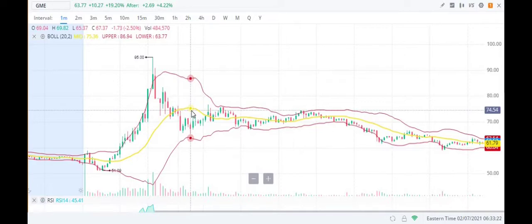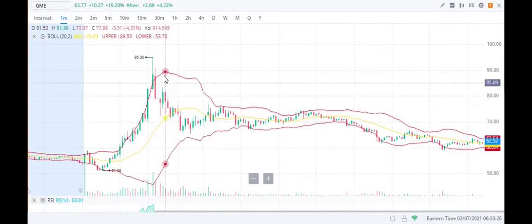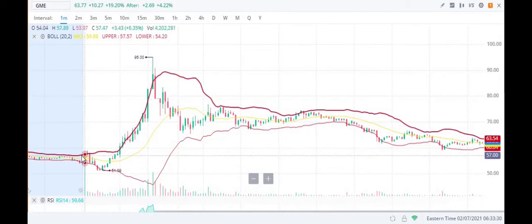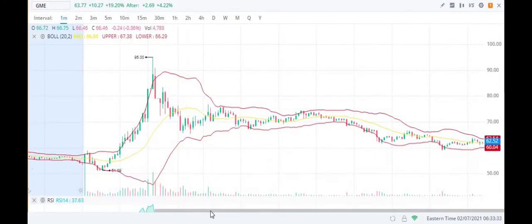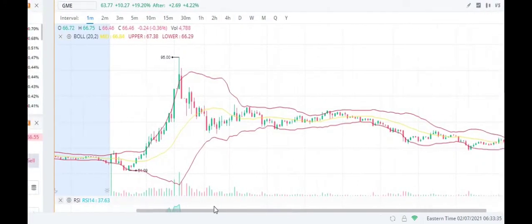And like the description mentioned, in areas with high volatility, you're going to see a wider Bollinger Band. So this is the market open for GameStop. So you can see here, if we go back a little bit, the market closed.